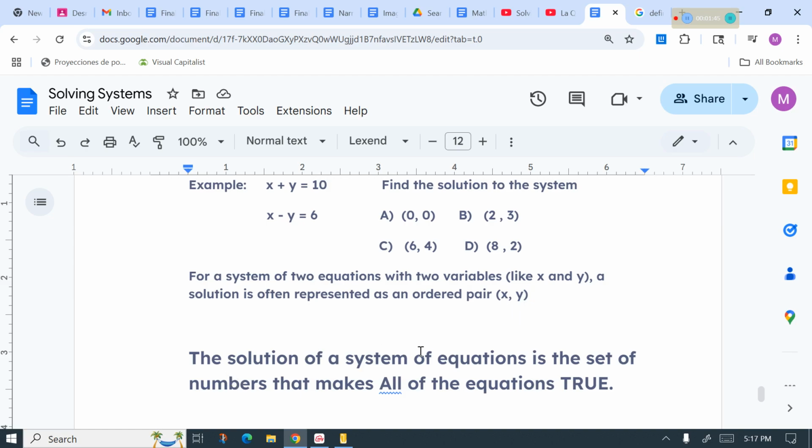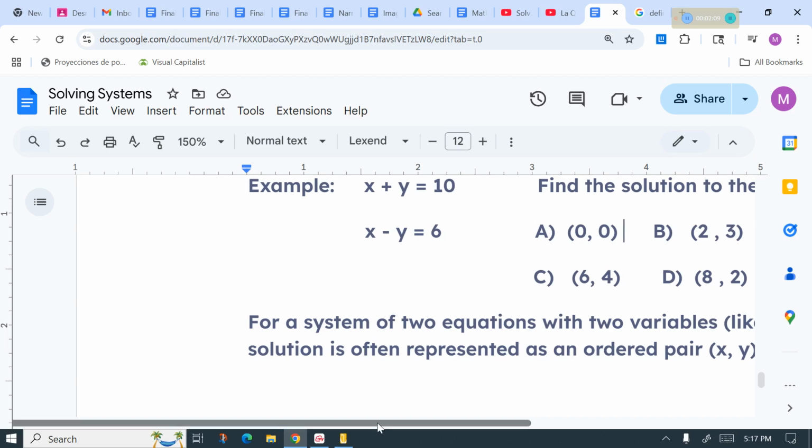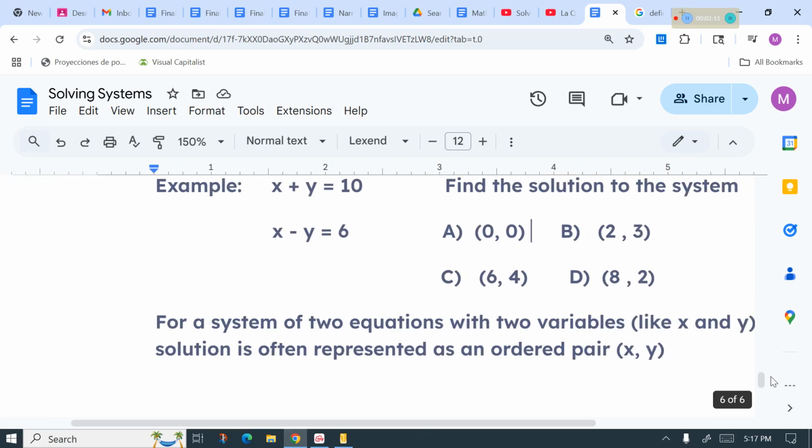Now the solution of a system of equations is the set of numbers that makes all of the equations true. So we want numbers x and y that make all of these equations true. So not just the one on top and not just the one on bottom, but both of them. Well, we can see that it's not 0 and 0, because 0 plus 0 does not make 10. What if we look at the next one? What if we look at 2 and 3?